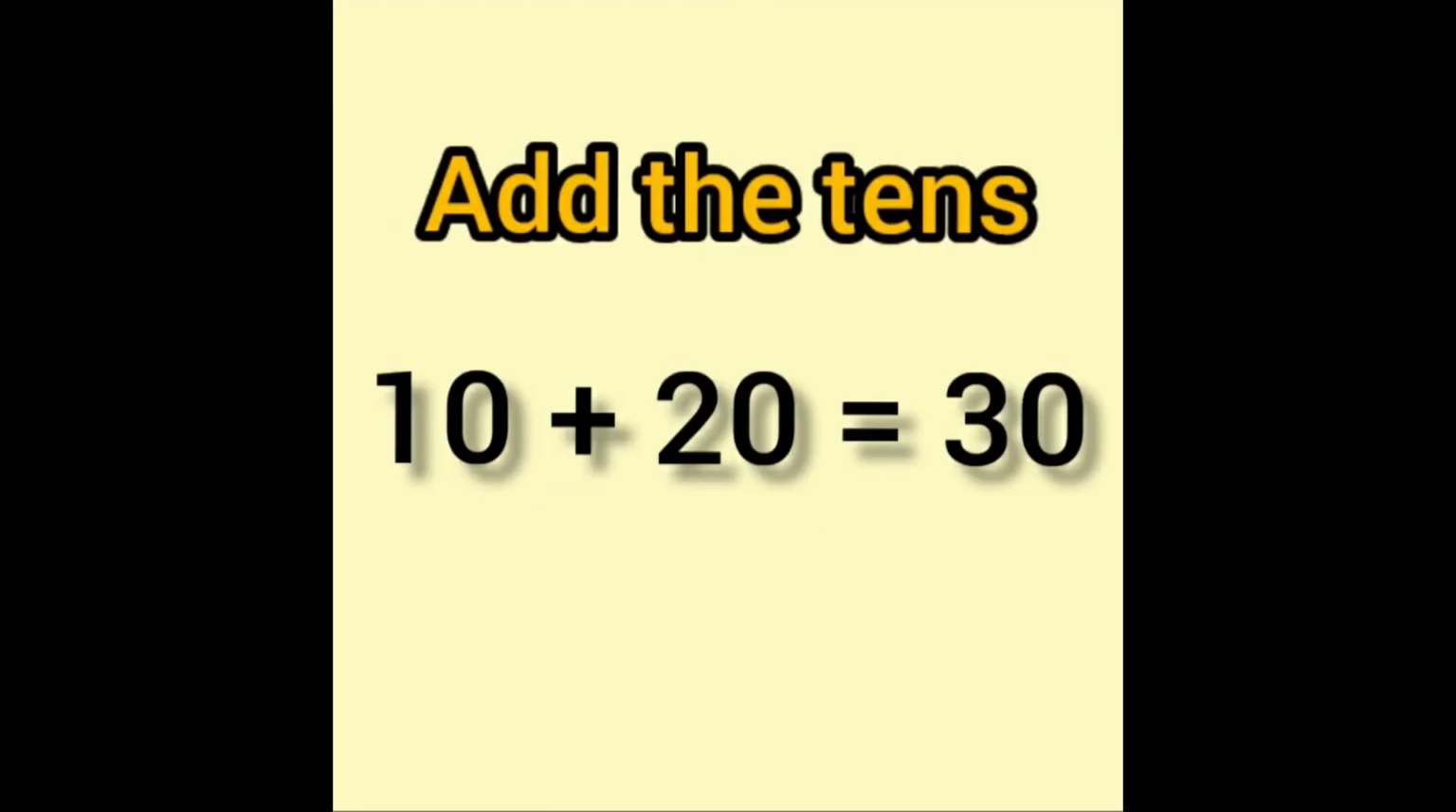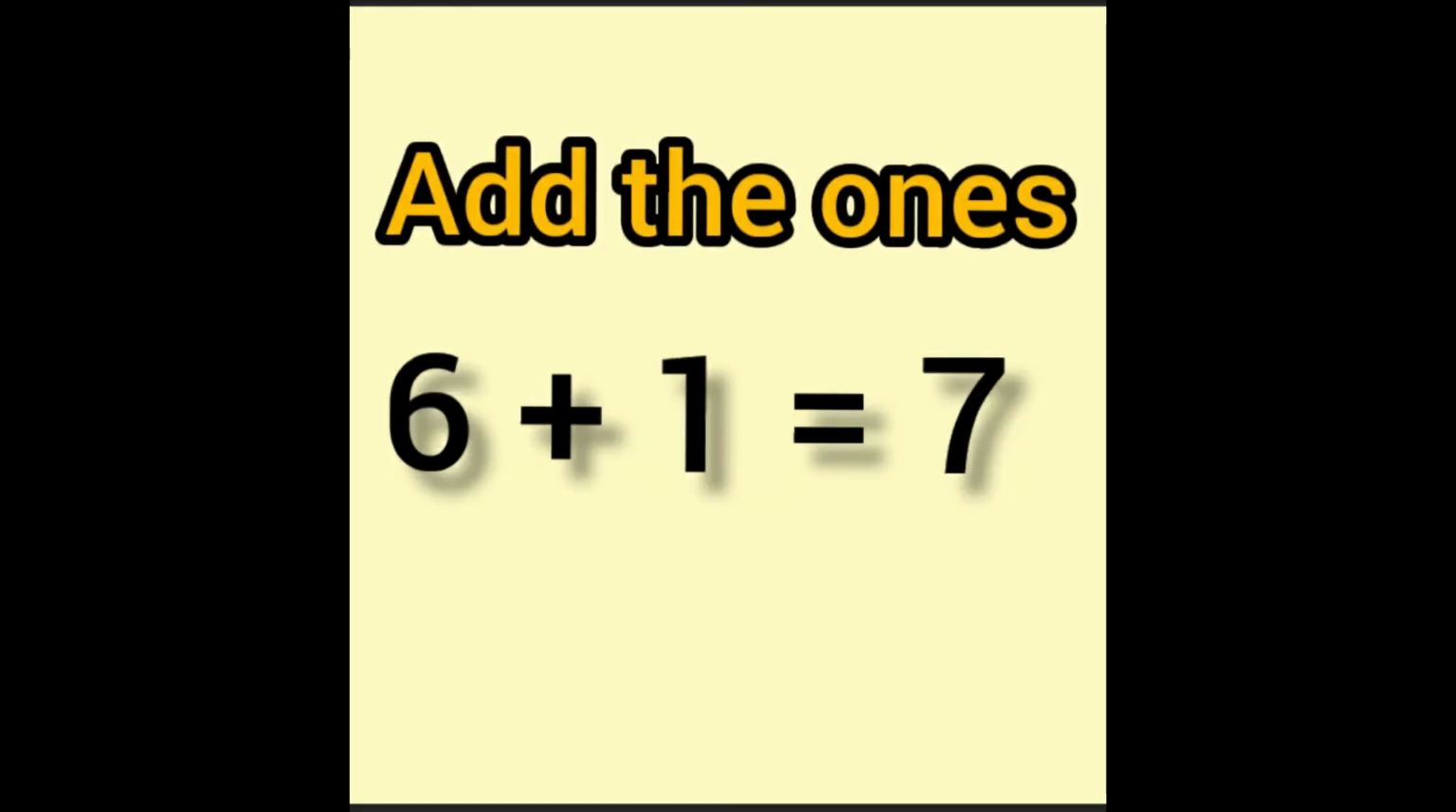Step 4. Add the tens. That is 10 plus 20. That is equal to 30. Next, add the ones. That is 6 plus 1. That is equal to 7.